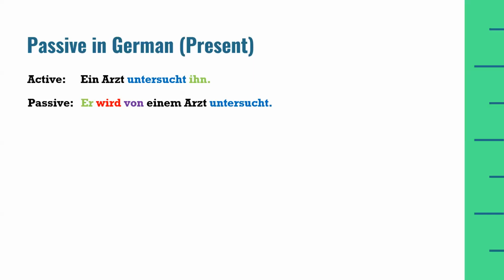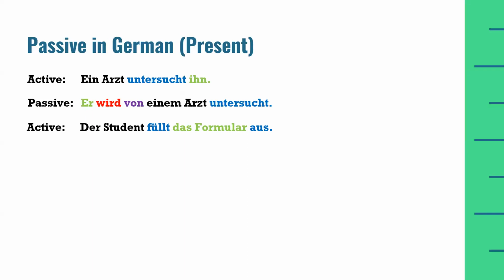And at the last position of the sentence, we have to use the participle two form of the verb. So untersuchen becomes untersucht. So this is how we have to convert active sentences into passive sentences. Let's look at some other examples.